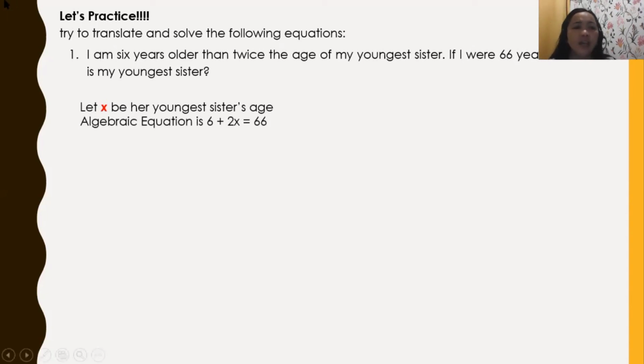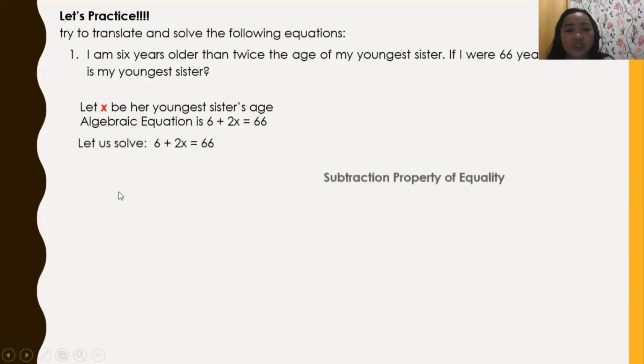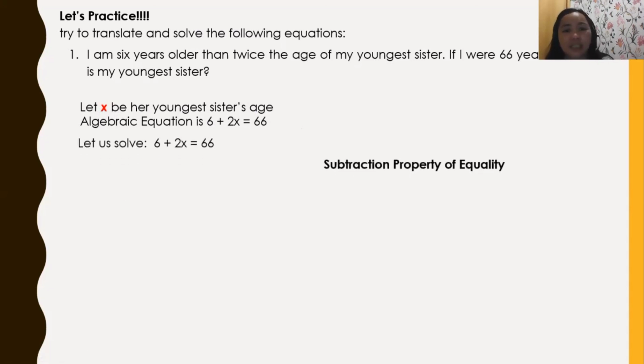Paano nangyari yon? I am 6 years older. So that is 6 plus. Twice means, anong ibig sabihin ng twice? 2. The age of my youngest sister is x, 2x equals 66. Now, kung mapapansin nyo dito, mayroon ka ditong 6, nag-plus ka ng 6, nag-times ka ng 2. Backward solution, or gagamitin natin yung mga properties kanina, let us solve. Subtraction property.